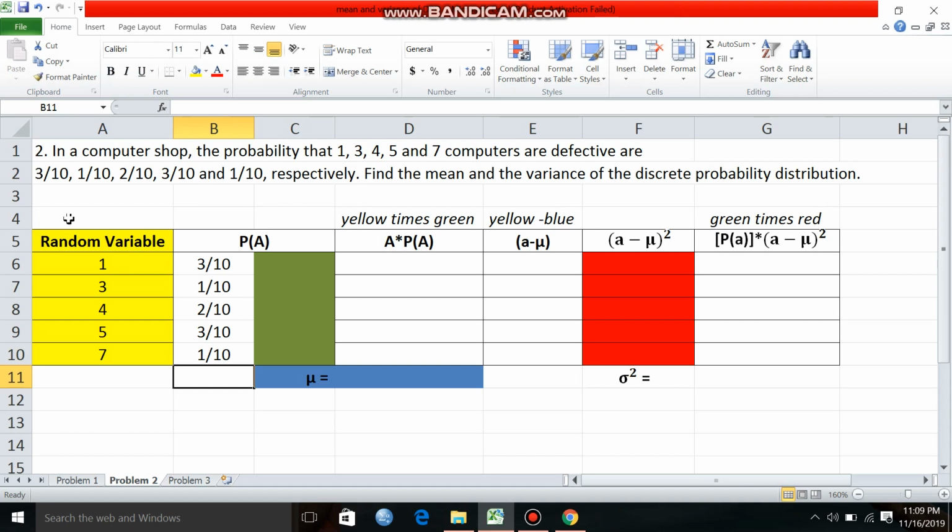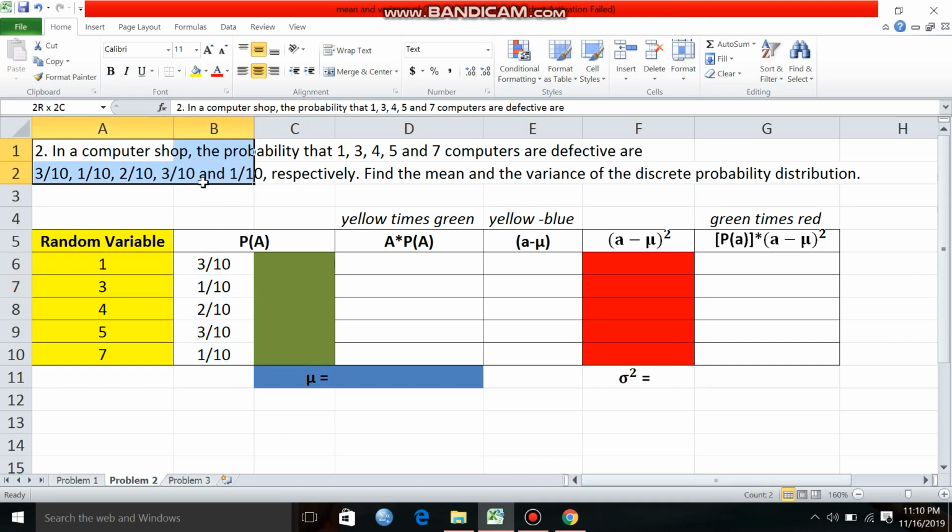Now, to check if these probabilities are correct, we need to add the numerators and divide by the common denominator of the fractions. So 3 plus 1 is 4, plus 2 is 6, 6 plus 3 is 9, 9 plus 1 is 10, divided by 10. If the result is 1, these are the correct probabilities for the random variables. If not, you need to review whether the problem is correct or not.